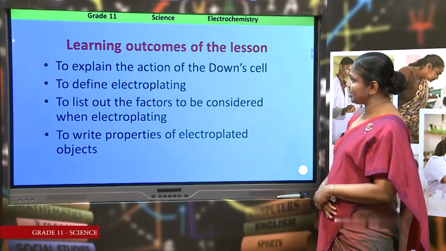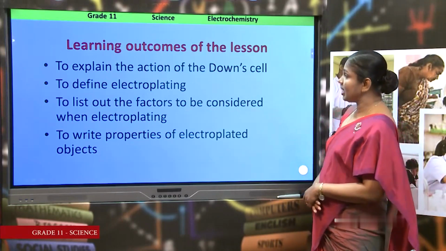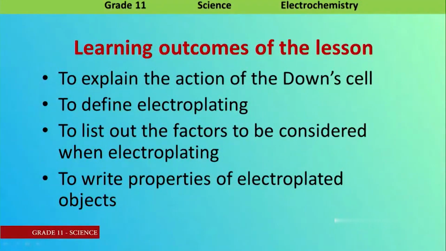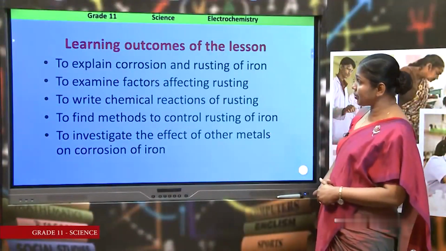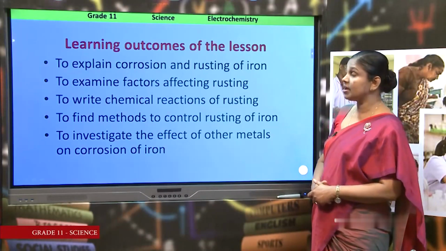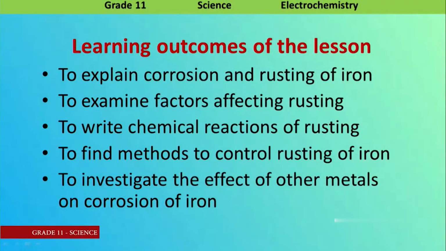Children, at the end of this lesson today, you will be able to explain the action of the Downs cell, to define electroplating, to list out the factors to be considered when electroplating, to write properties of electroplated objects, to explain corrosion and rusting of iron, to examine factors affecting rusting, to write chemical reactions of rusting, to find methods to control rusting of iron, and finally, to investigate the effect of other metals on corrosion of iron.